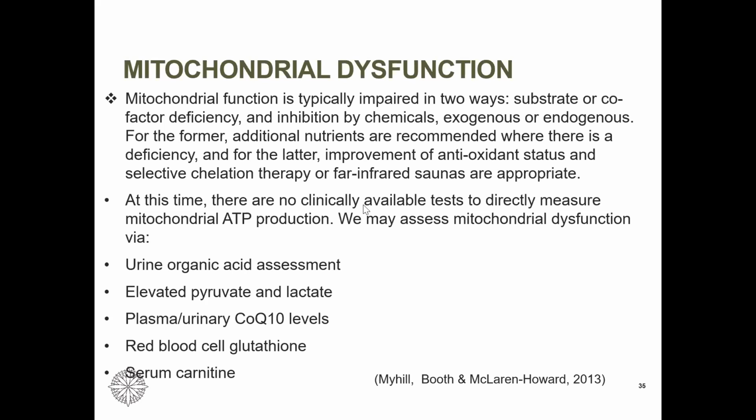So some of the tests that are listed on this slide are a measure of mitochondrial dysfunction. One is we can measure whether pyruvate or lactate levels are elevated in the blood. We can measure plasma or urinary coenzyme Q10 levels. We can measure red blood cell glutathione. That will give us an indication whether mitochondria are protected from free radicals or not. But it is the first one that is kind of popular among our community.